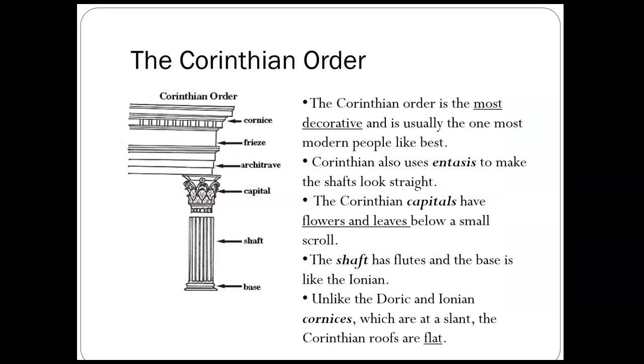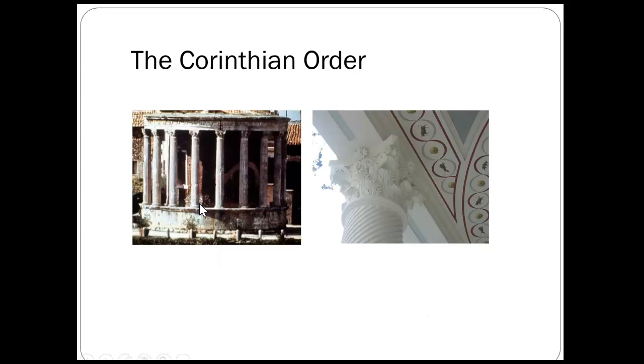The Corinthian order is the most decorative and is usually the one that a lot of people like. I kind of like the other ones better, but if you like things to be a little bit fancier, a little bit more detailed, then this is the column for you. They have flowers and leaves in the capital. So this is how you can tell this one apart. Very elaborate, very decorative. Unlike Doric and Ionic, the cornices and roofs are flat, which I'm not going to ask you about. If you just look at the capital, that's how you'll be able to identify the various types of columns.